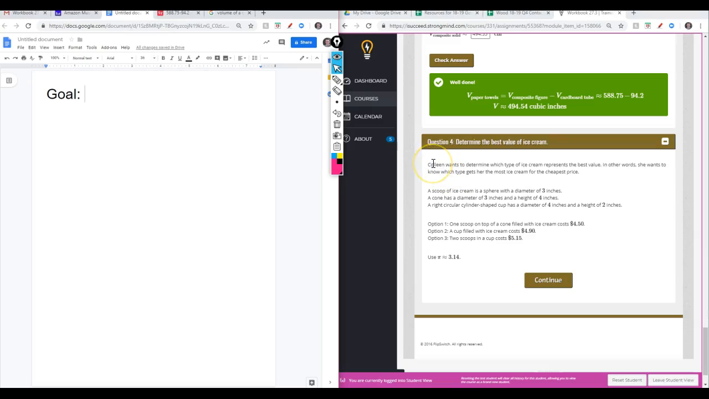Alright, question 4. Determine the best value of ice cream. Colleen wants to determine which type of ice cream represents the best value. In other words, she wants to know which type gets her the most ice cream for the cheapest price.